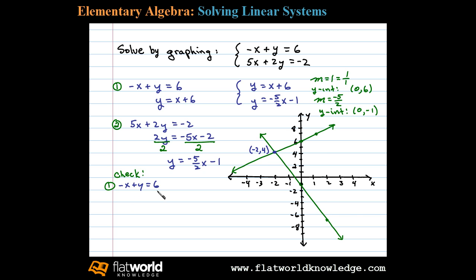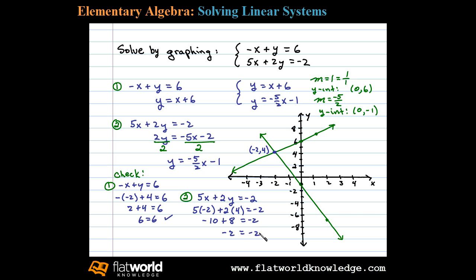Substituting (negative 2, 4) into the first equation, we'll have negative 2 plus the y, which is 4, or negative 2 plus 4, and certainly that checks out, 2 equals 2. Now substituting into the second equation, we have 5 times negative 2 plus 2 times 4. We'll see if that equals negative 2. Negative 10 plus 8. Well, that checks out as well. Negative 2 does equal negative 2.